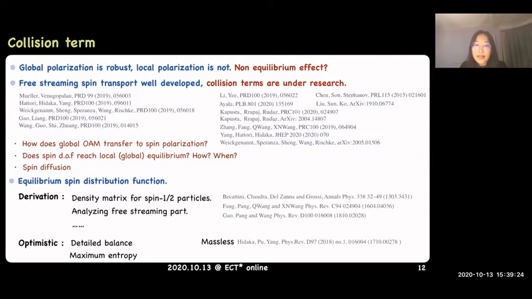In fact, for massless fermion systems, the equilibrium distribution function has been proved to satisfy the detailed balance in previous research. In this work, we work in a massive system and show that the equilibrium spin distribution function can be derived from the detailed balance principle.